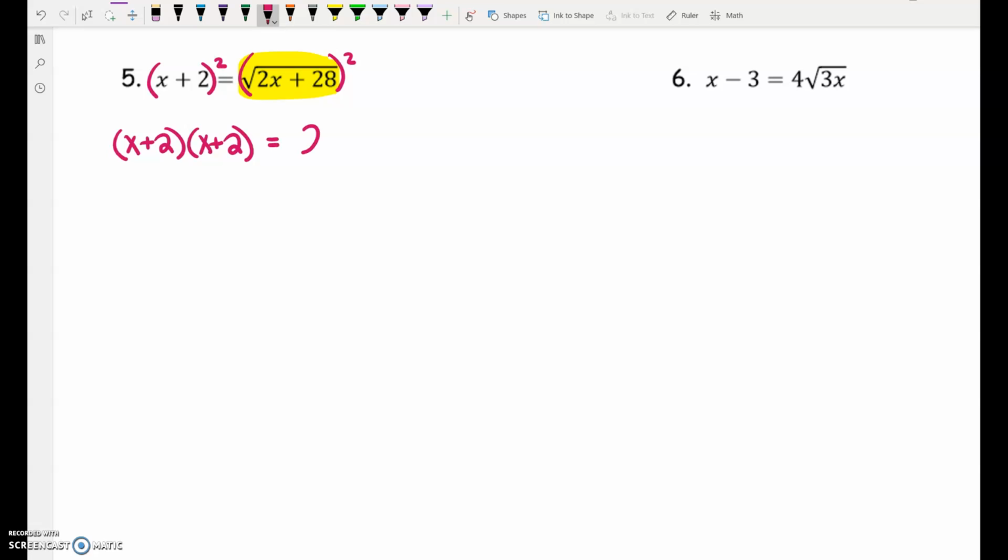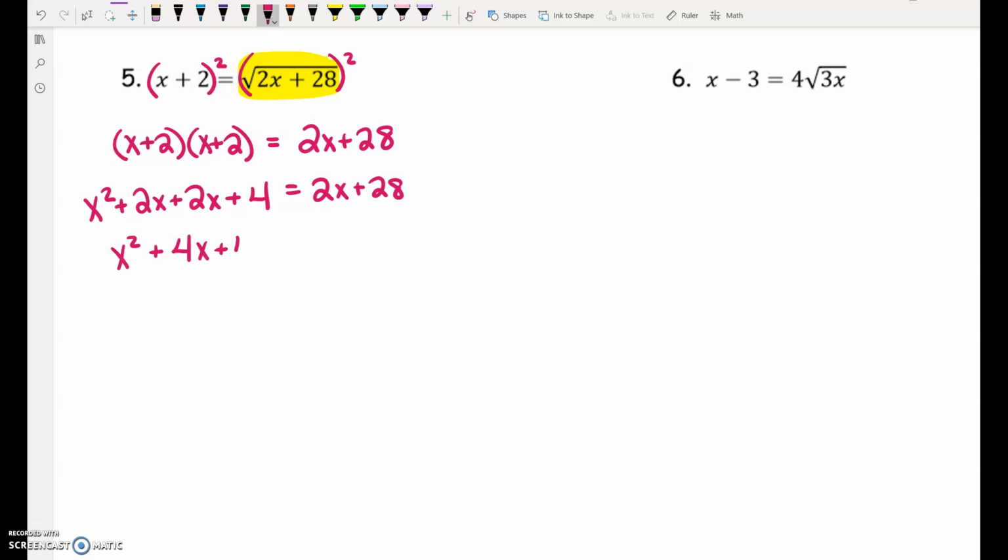On the right side, we just have 2x plus 28. So let's actually do this. You have to FOIL it out, double distribute, whatever you call it. X squared plus 2x plus 2x plus 4. So we have x squared plus 4x plus 4.